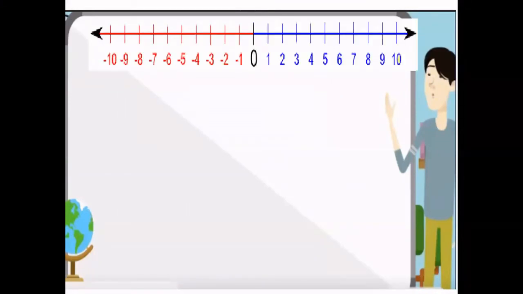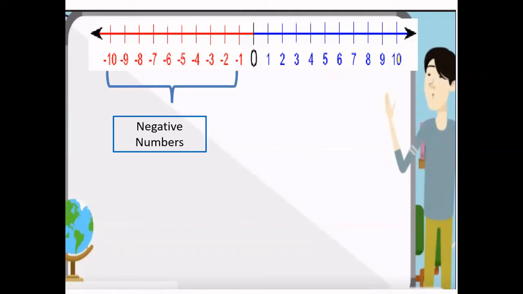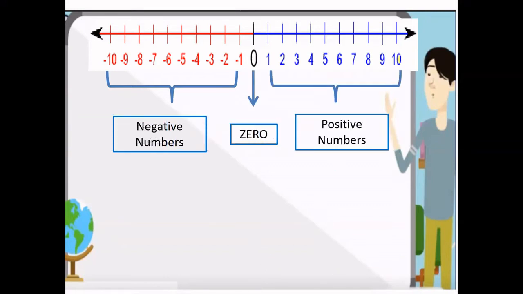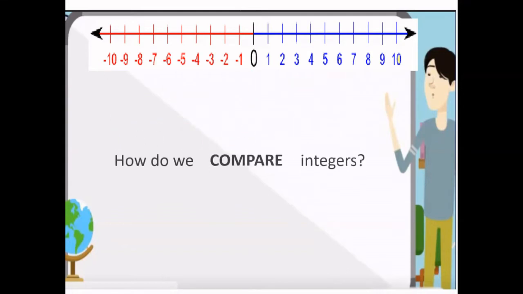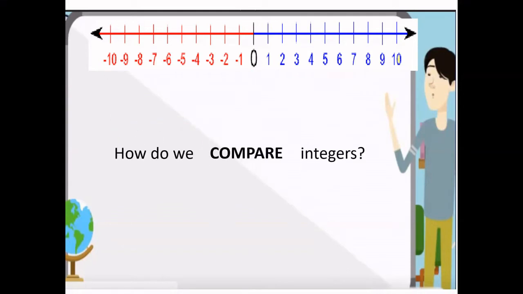Looking back on our number line, integers are made up of negative numbers, 0, and positive numbers. But the question is, how do we compare integers? In mathematics, we can compare numbers by using less than, greater than, or equal.